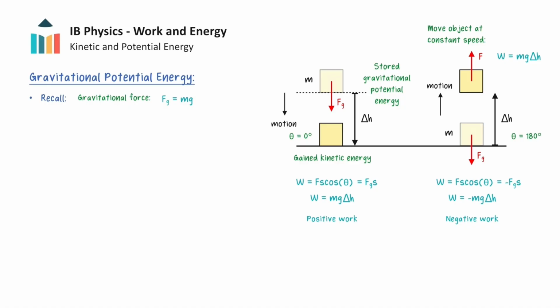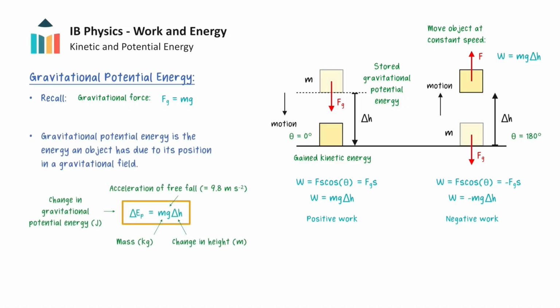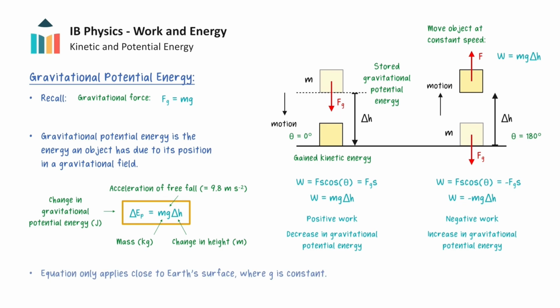Gravitational potential energy is the energy an object has because of its position in a gravitational field. An object gains gravitational potential energy as it is raised in the field, and loses gravitational potential energy when it falls. It is also important to note that this equation can only be used accurately when we are close to the surface of the Earth, as this is where the value of g can be considered constant.